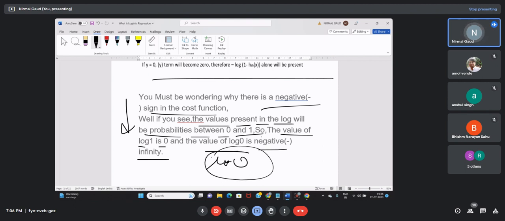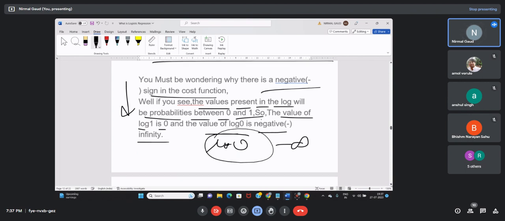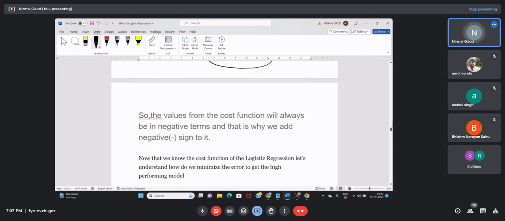log 0, log 1 is 0, log 0 — so this says log 0 is negative infinity. That is why they have put a negative sign here. So the values from the cos function will always be in negative terms. That is why we add a negative sign to it. That is how it became negative.